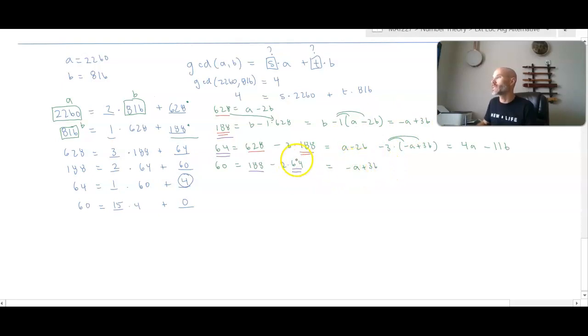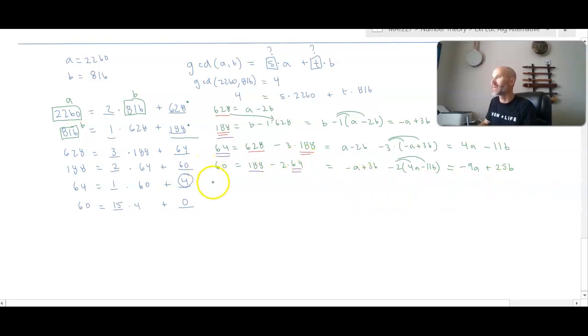For 64, I'm putting in 4a minus 11b. So we have minus 2 times 4a minus 11b. Now we distribute, and we get negative a minus 8a is negative 9a. 3b plus 22b is 25b.